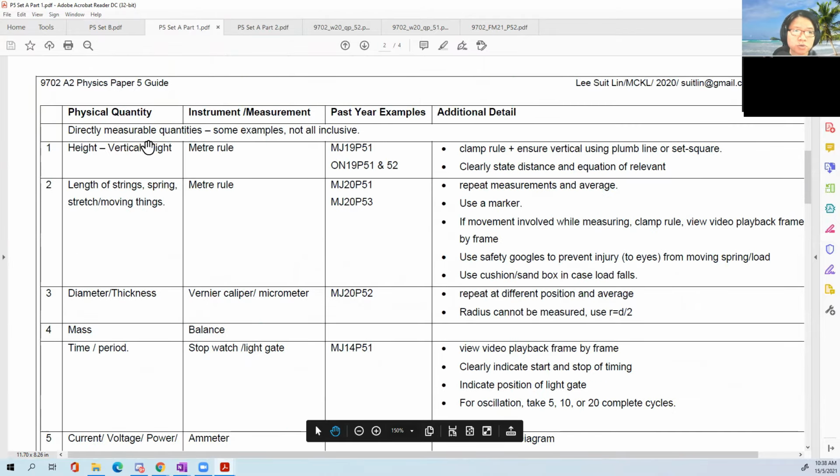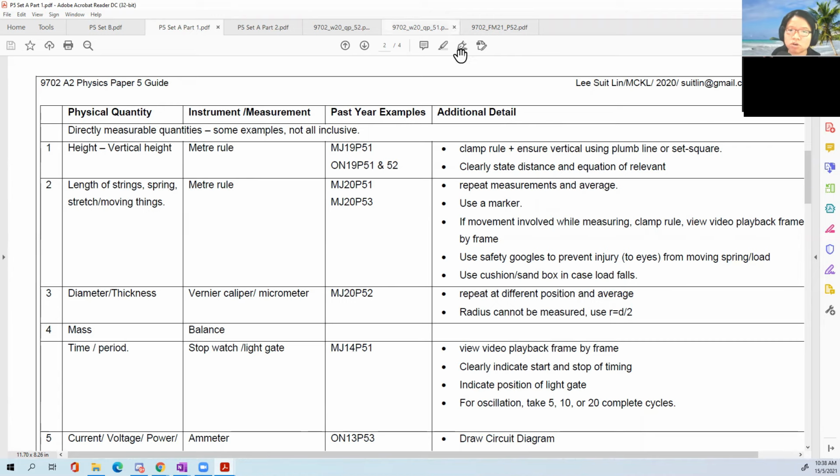Okay. So whenever you measure with a meter rule, you must clamp it and then use a plumb line or set square. And then you clearly draw out the distance. It doesn't matter whether it's vertical or horizontal, basically any kind of length. Or let's say you want to measure the length of certain things.